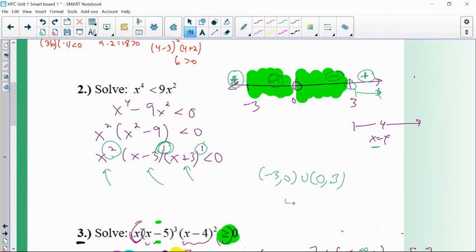Initially it might be awkward because 0 is a boundary here, but you cannot include that. You may also write it like this: -3 up to 3, leave them both open-ended. Then you could say, but x can't equal 0. So that's another way to throw out just a singleton point.